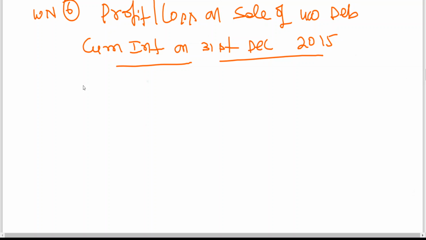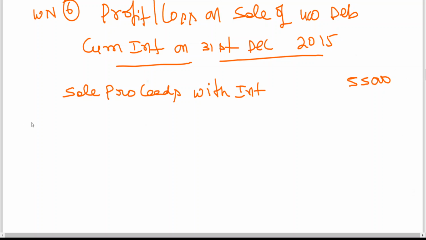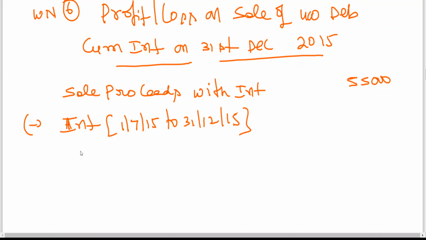But here sale proceeds is including interest, no? So what I am writing? Sale proceeds with interest given. What is the value? 55,000. From this I am deducting interest. Interest you will be calculating for 6 months, no? Interest from last date of payment was 1st July 15 to 31st December 15. How to calculate interest, sir?